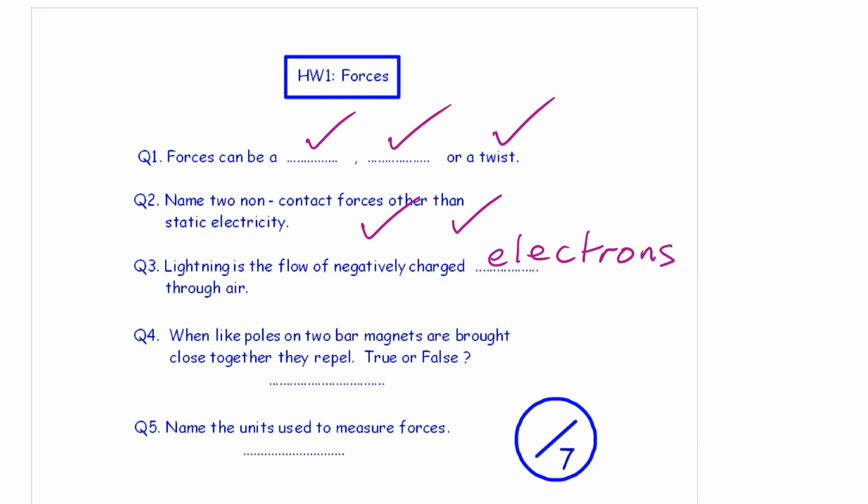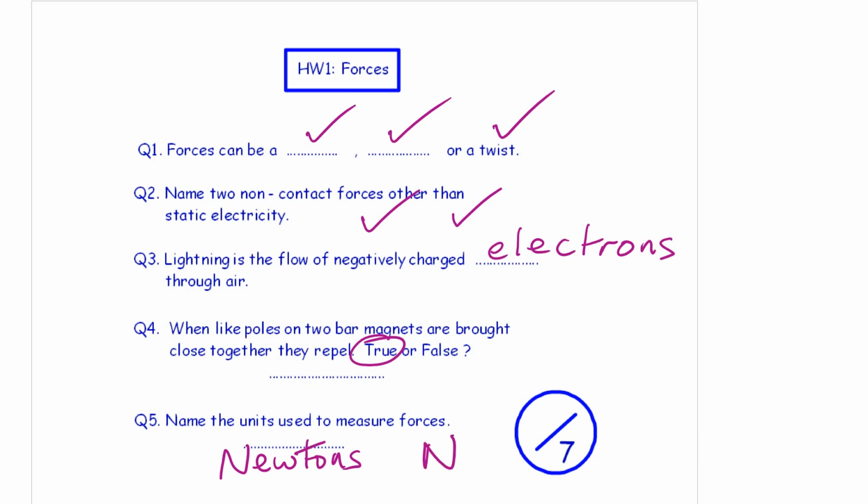Question 4. When like poles on a 2-bar magnet are brought close together, they repel. That will be true. And the last one, name the units for measuring forces. They are newtons or capital N. Give yourself a mark out of 7.